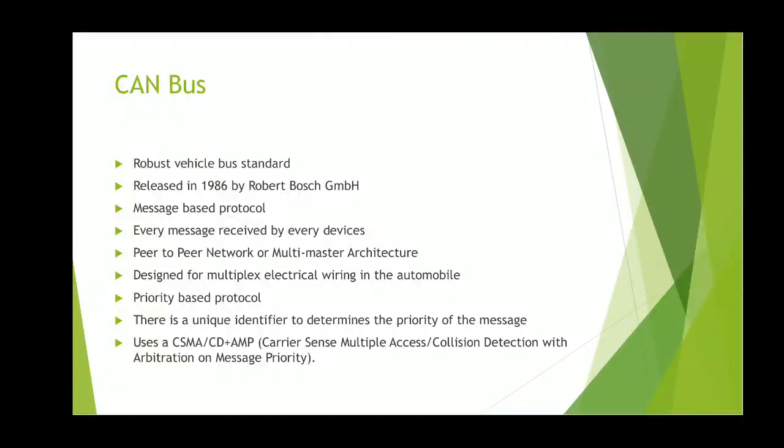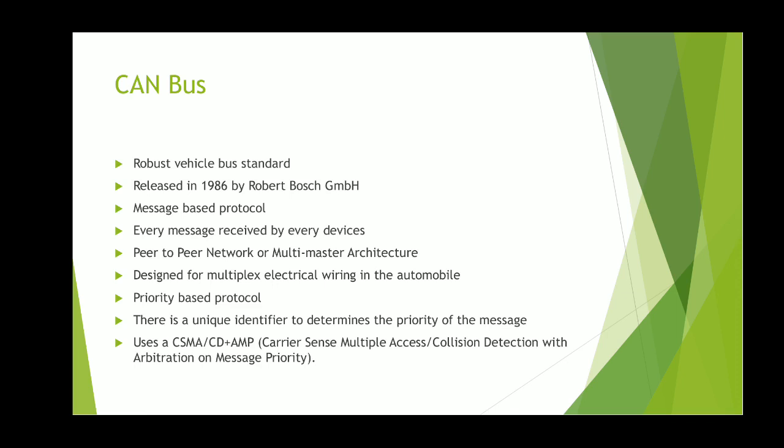CAN bus uses a message-based protocol. There can be a lot of nodes attached to a CAN bus, and each node is capable of sending and receiving messages. If one node transmits a message, all other nodes in the CAN bus can receive it, and depending on the message content, each node will either process or ignore the message.